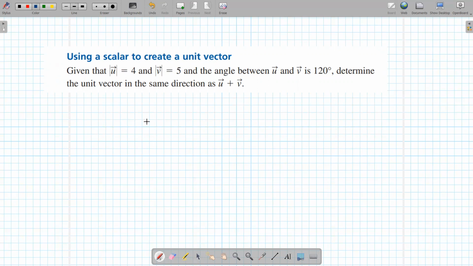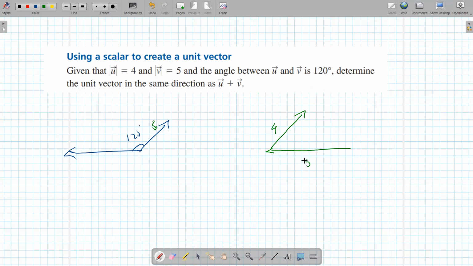So again, this one we can just rush a bit because we've done this many times. The only difference is we're adding them. So let's say this is U. Let's say this is V. The angle between them is 120, sorry, 120. And we have to move one of them. So I'm going to move this guy here, tip to tail.